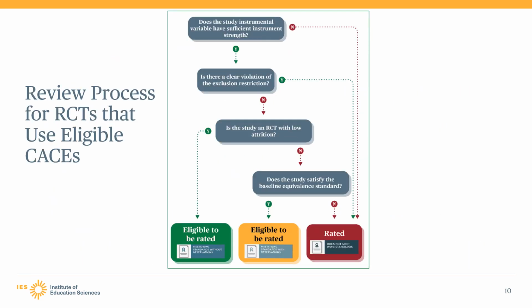For RCTs that report CACEs and meet the four criteria just mentioned, the WWC uses the review process displayed here. First, reviewers will assess whether the study's instrumental variable has sufficient instrument strength. If it does not, then the findings will be rated does not meet WWC standards. If there is sufficient instrument strength, reviewers then will assess whether there is a clear violation of the exclusion restriction. If the exclusion restriction has been violated, then the findings will be rated does not meet WWC standards. If it has not been violated, then reviewers will next assess attrition and baseline equivalence to determine the final research rating. We now will discuss each of these steps in turn.